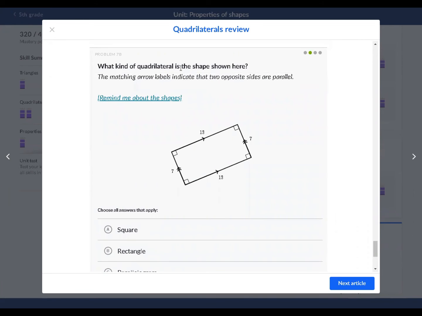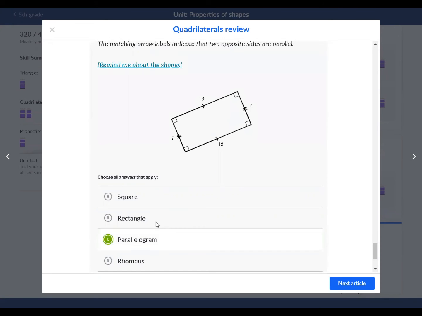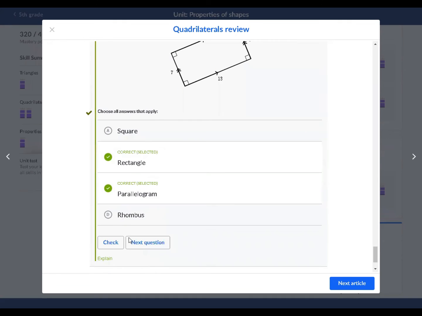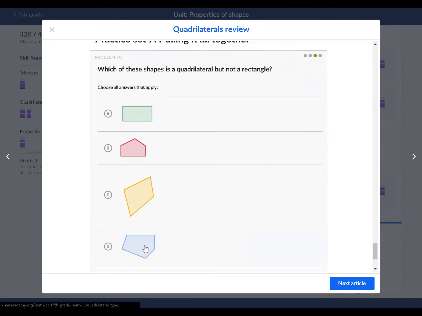What kind of quadrilateral is the shape down below? This looks like a rectangle, it can't be a square, and yeah, it's also a parallelogram, and it can't be a rhombus. So I guess the only difference between a square and a rhombus is that a rhombus could have any angles, but all the sides must be equal, while a square should have both. So I guess that's the main difference.